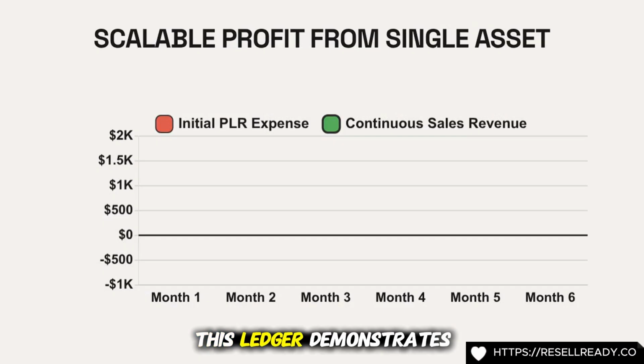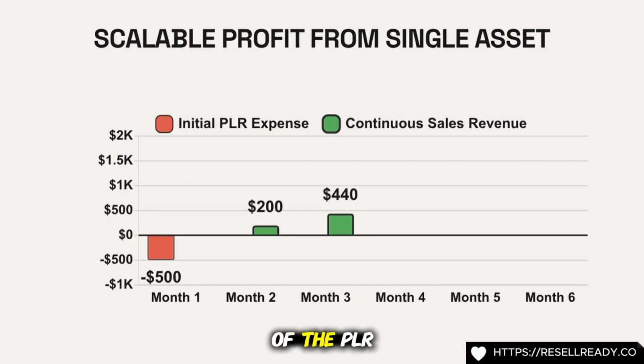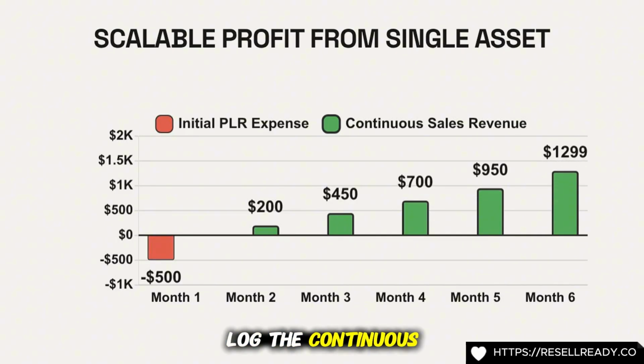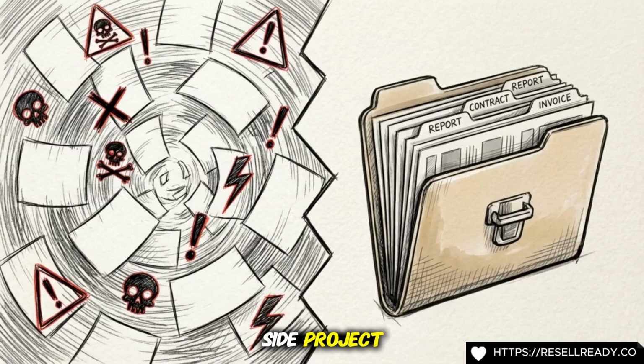To keep your operations legitimate, set up a basic spreadsheet right now to track your business metrics. This ledger demonstrates exactly what you need to track for tax compliance. You record the initial purchase cost of the PLR asset as a single expense, and then log the continuous incoming sales revenue to calculate your net profits. Implementing these tracking habits and usage policies separates a disorganized side project from a legally compliant, auditable business.